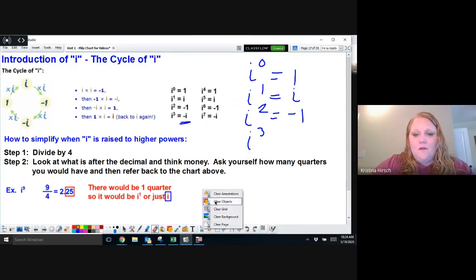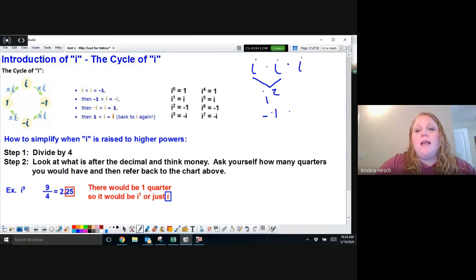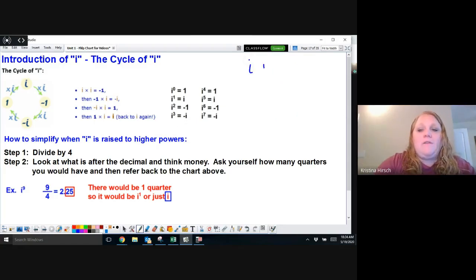All right. So I cubed is really I times I times I, right? Well, I squared, we already know, is negative 1. So what is negative 1 times I? Negative I. So that's where negative I comes from. All right. So what if I had I to the 4th power then? We would have 4 i's, right? So, well, 2 i's make I squared.